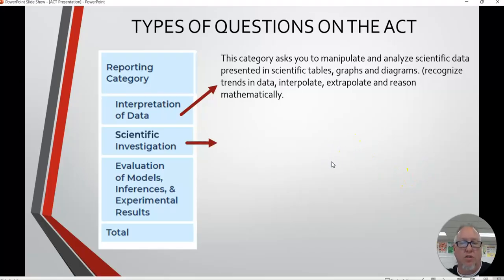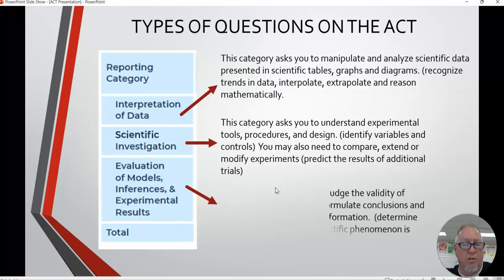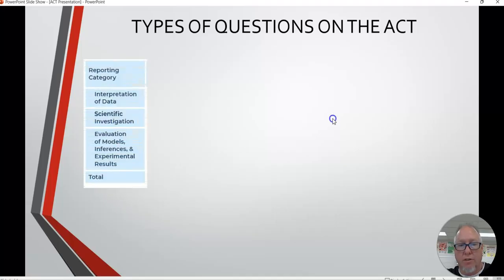There's also a section called scientific investigation. When you're doing that, you have to understand experiments and how experiments are set up, how you would graph the results, how you could predict additional trials. And then finally, you might have to evaluate some models or make some inferences about something that you're reading. This is where you're going to have to really understand science in order to do well on the ACT.